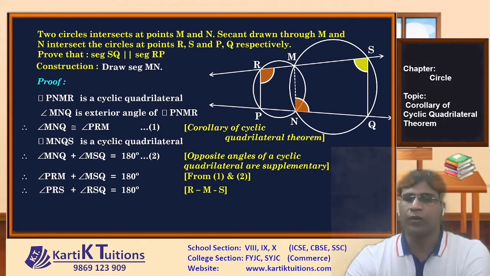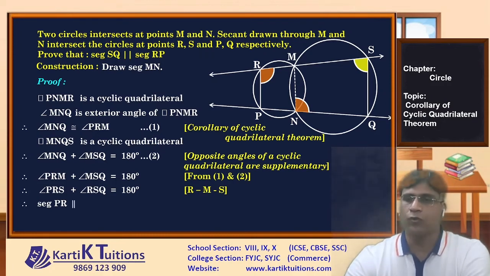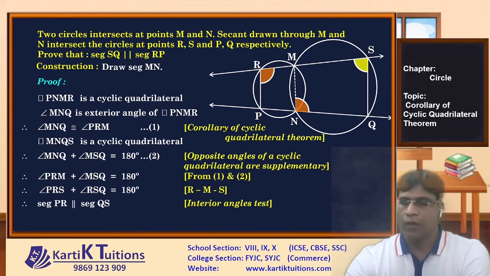That is our betweenness. Now, we have proved that angle PRS and angle RSQ are supplementary and they both are forming interior angles with RS as a transversal. Since interior angles are supplementary, I can say segment PR is parallel to segment QS. And the reason is the interior angles test. I hope you have understood this sum.